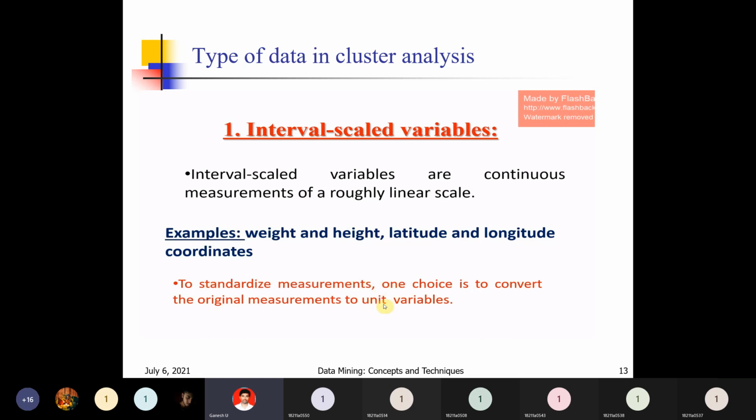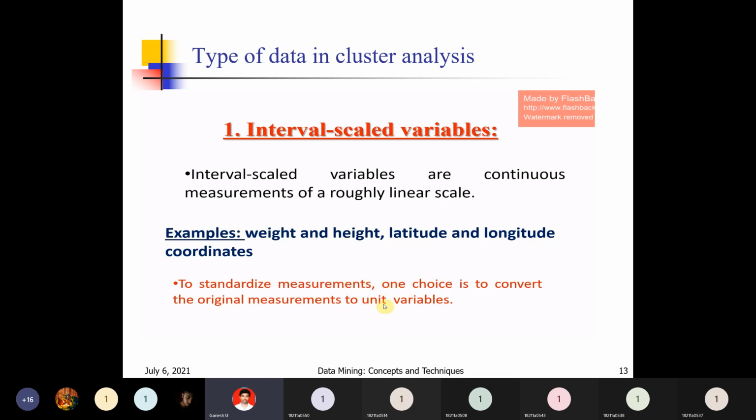For example, for a salary column, the minimum salary for any employee is 30,000. Then the 30,000 employee can be represented as 0. The 36,000 employee can be represented as 6,000. 60,000 can be represented as 30,000. So the difference is what you are representing. 0 means 30,000, the minimum scale for the employee. Like that we will represent. Okay, so that is the measurements to unit variable.